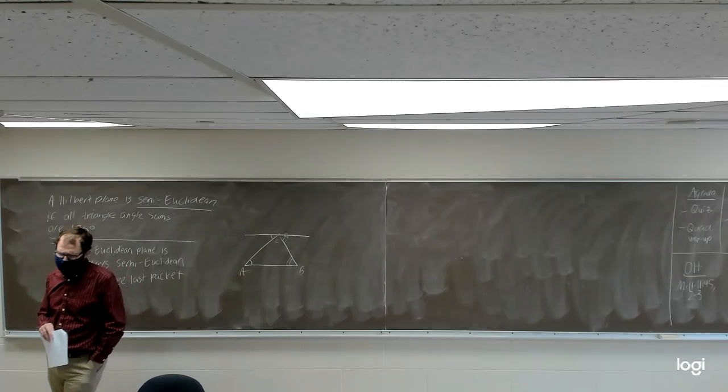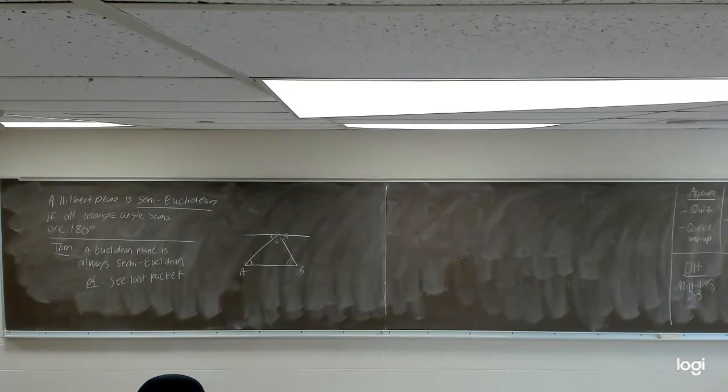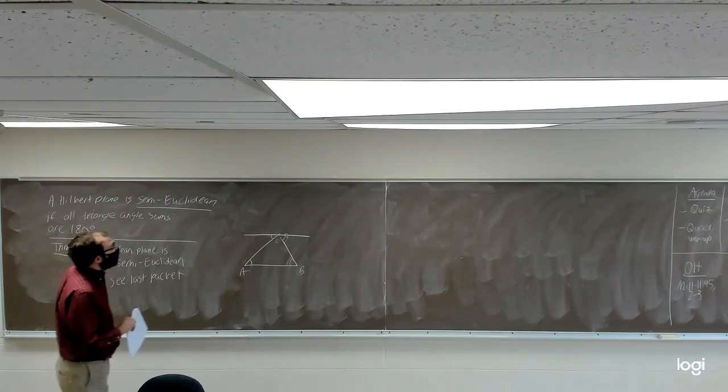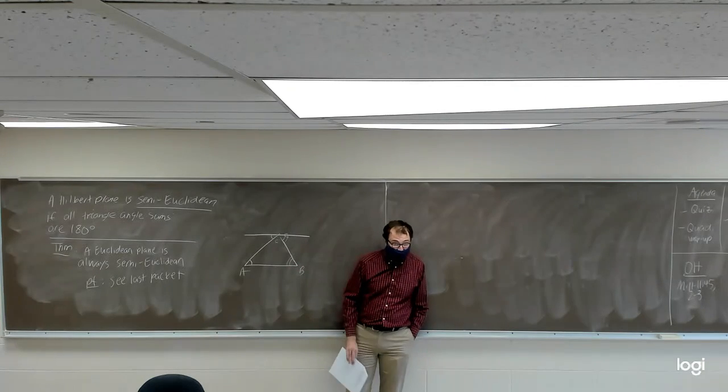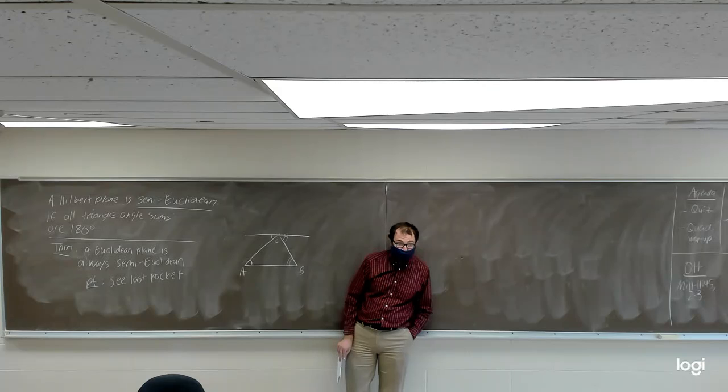So a Euclidean plane is a Hilbert plane plus EM? Plus EM, yes. Okay. So every Euclidean plane is semi-Euclidean. The question is, is every semi-Euclidean plane Euclidean?